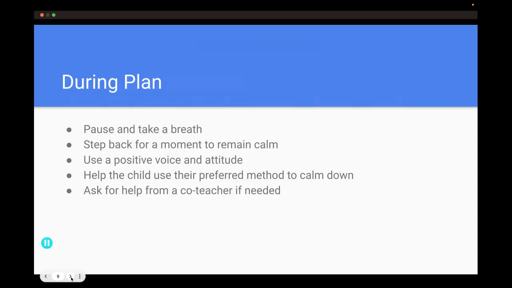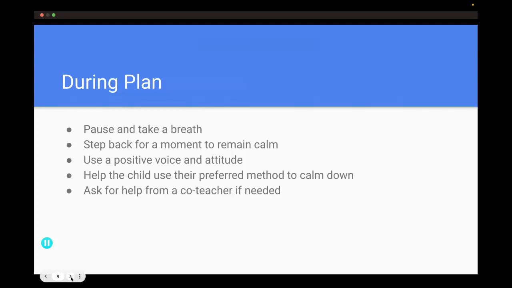This is also for during the situation when it occurs. I tend to pause and take a breath, step back for a moment to remain calm. I do my best to use a positive voice and attitude. And then I also help the child use the preferred method to calm down. Some of my children like to just leave the center, go sit down in the cozy corner and relax. They usually hold the stuffed animal, squeeze it. Sometimes going for a walk goes a long way, just removing them from the classroom.